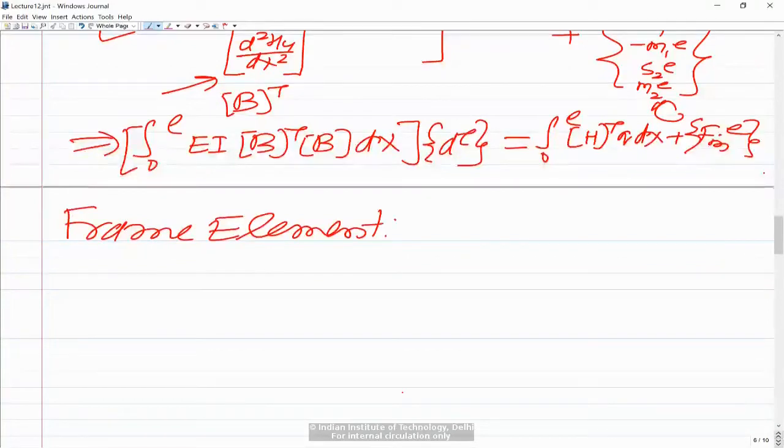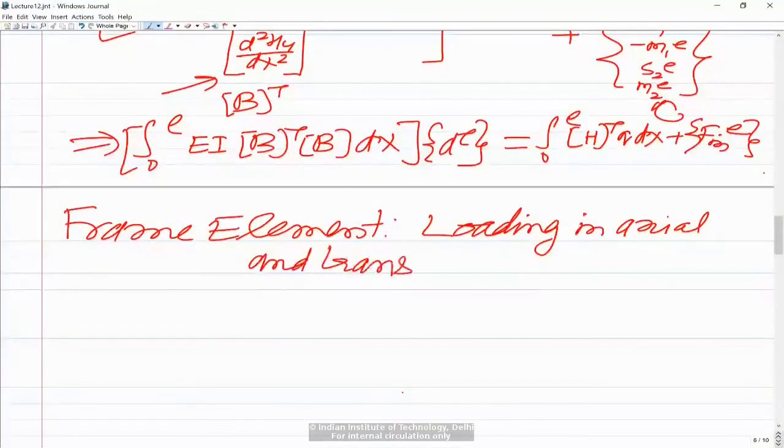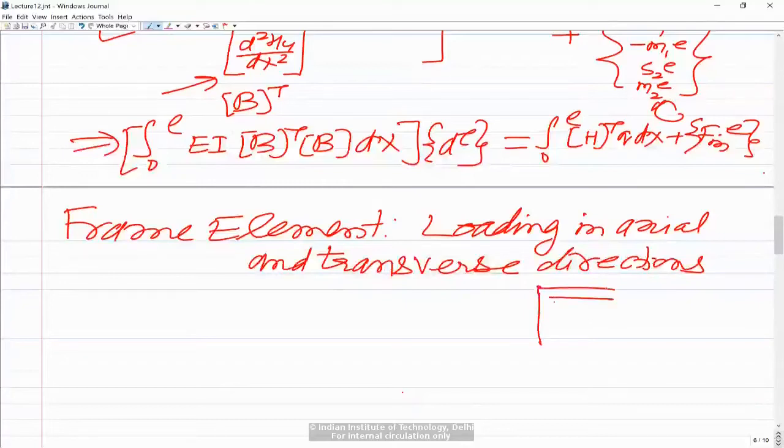So the frame element, as I just said, has loading in both directions, that is, loading in axial and transverse directions. So you have a situation of this type. Say, for example, if I talk of an application, in a submarine you have some support for a piping or some other gadget, and the support for the piping or the gadget is anchored at two locations.